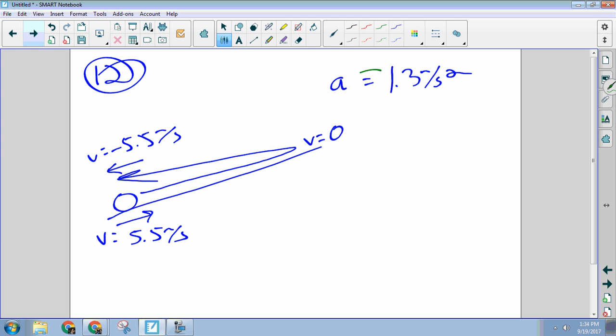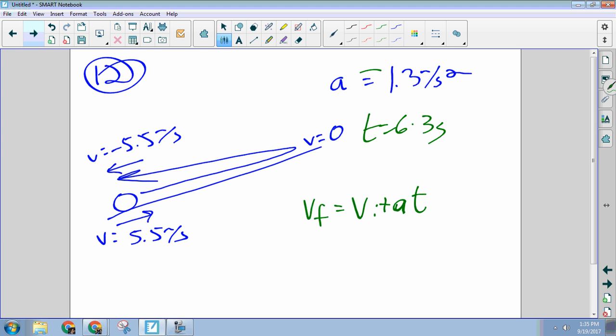Everybody? All right. So then the question says, what's the velocity after 6.3 seconds? So Vf is Vi plus A times T. So here's your Vi, here's your A, here's your T. Plug in your numbers. Cool?